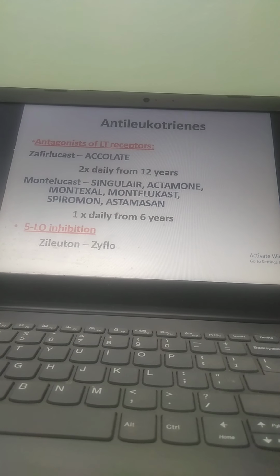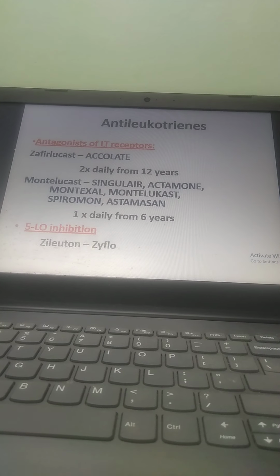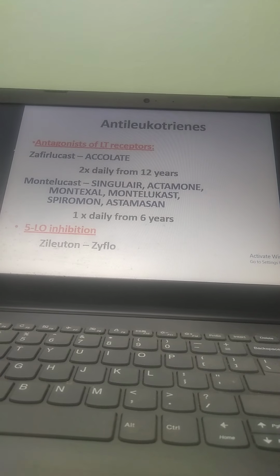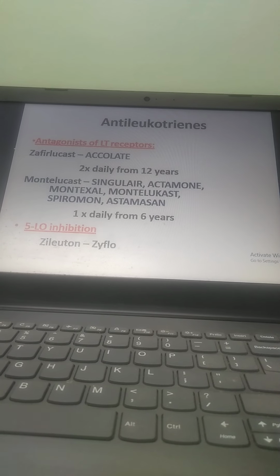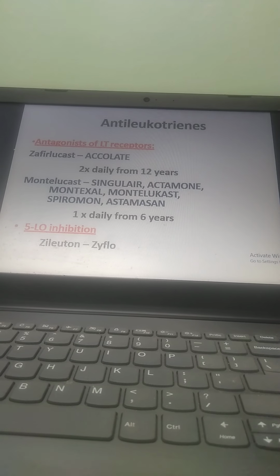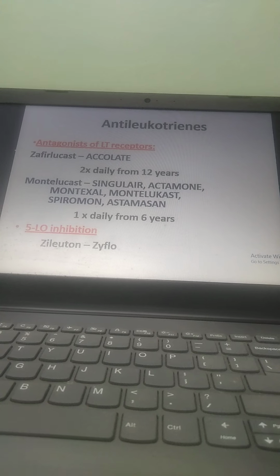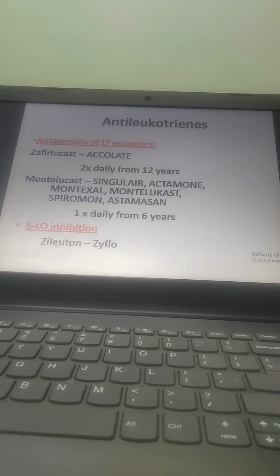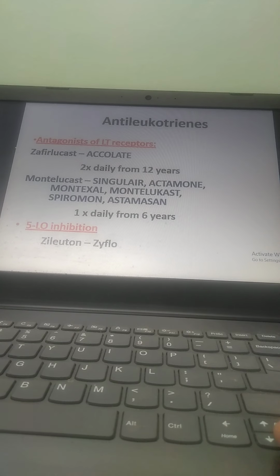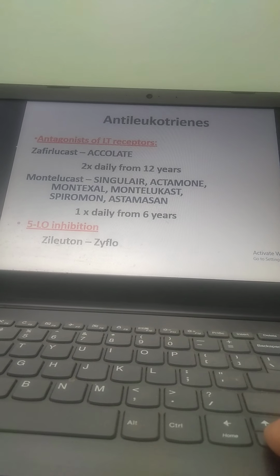Then we have anti-leukotrienes, antagonists of leukotriene receptors, like zafirlukast, Accolate, and montelukast, Singulair, pranlukast and pobilukast. Montelukast is one daily and for 6 years. And zafirlukast we give twice daily and for 12 years. And then we have lipoxygenase inhibitors, zileuton. It is not given, but it is also an anti-leukotriene.